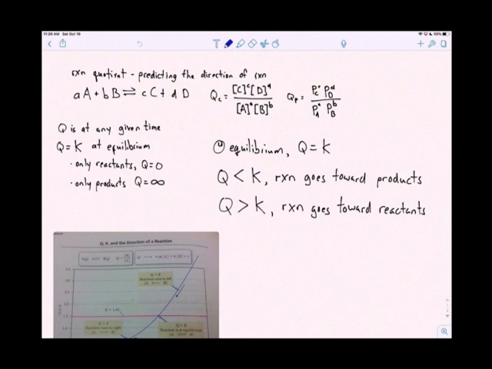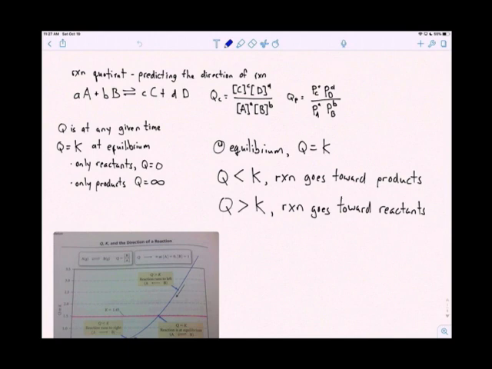And Q is at any given time. Remember, Kc means that's at equilibrium. So let's talk about some things about the reaction quotient. At equilibrium, the Q equals the K. So those are all values at equilibrium. If Q is less than K, so if Q is too small, that means that Q needs to get bigger. And how does it get bigger? It means that the top number needs to get bigger and the bottom number needs to get smaller.